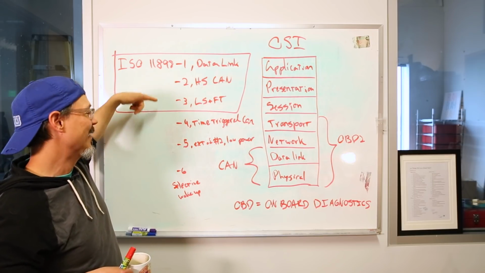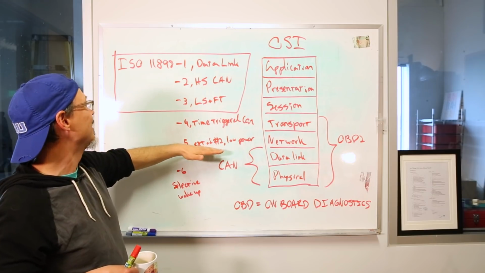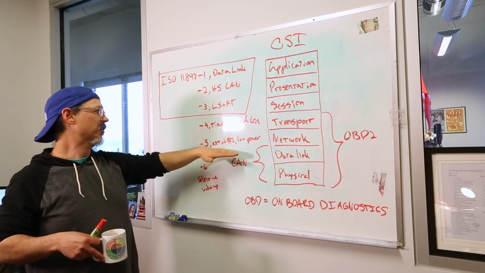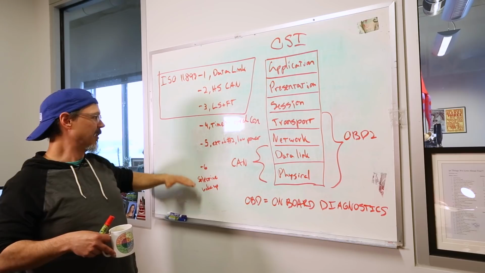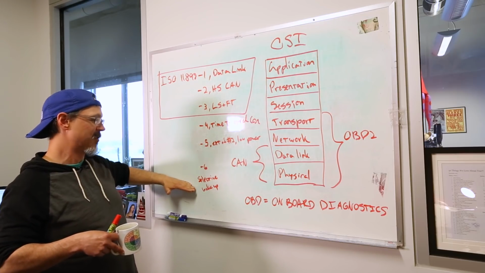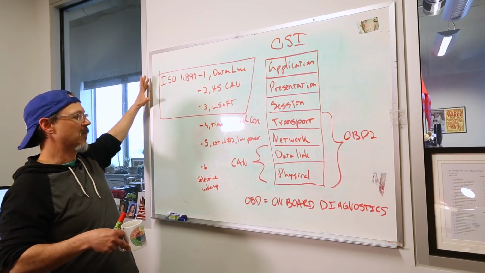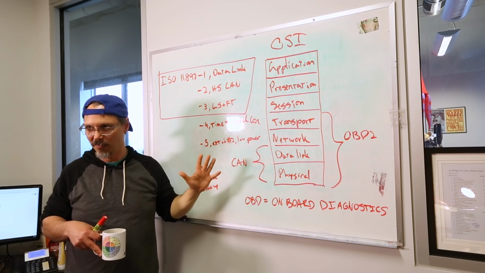ISO 11898-4 deals with time-triggered communication. -5 is an extension of -2, the high-speed CAN, which deals with low power. And -6 is a further extension of that, which deals with selective wake-up. But we're not going to focus there. We're going to focus on the big 3. All right? Anything on this screen I haven't covered? I think we're good to continue.